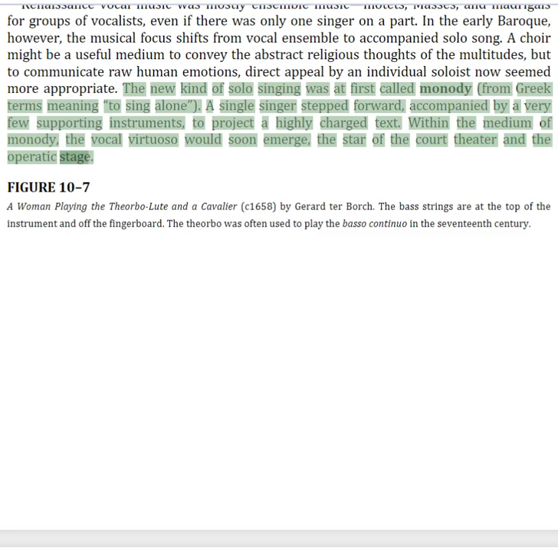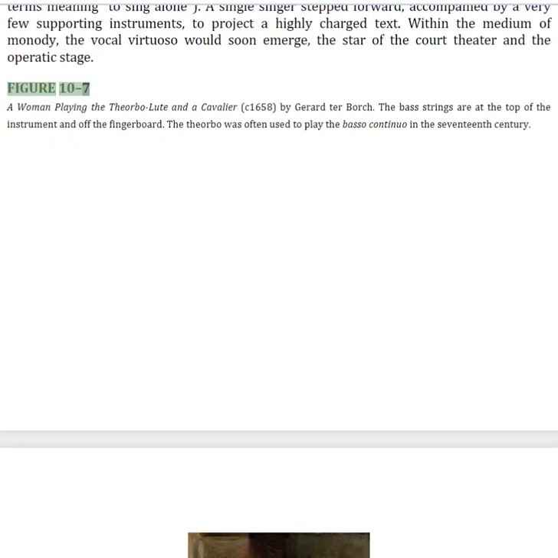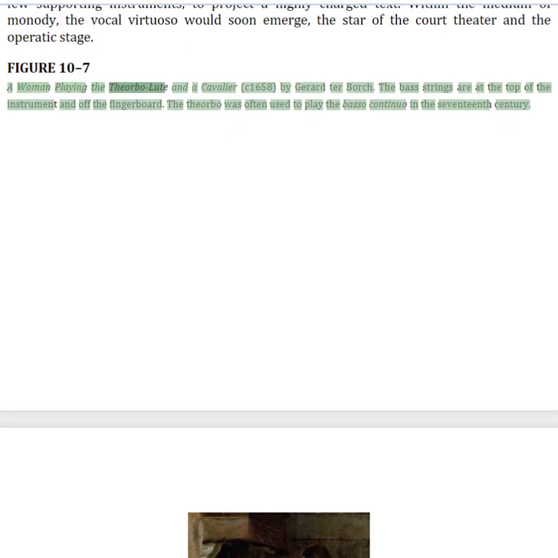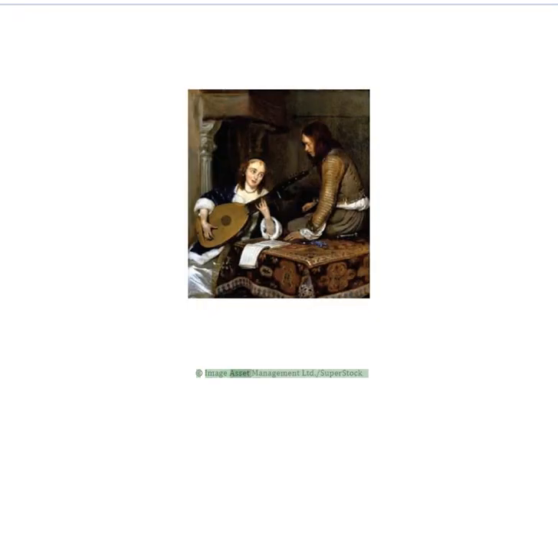Figure 10:7. A woman playing the theorbo lute and a cavalier by Gerard Terborch. The bass strings are at the top of the instrument and off the fingerboard. The theorbo was often used to play the basso continuo in the 17th century. Image Asset Management Limited, Superstock.